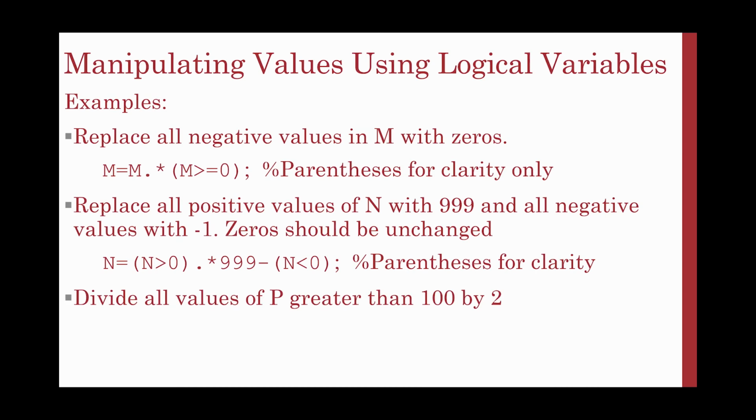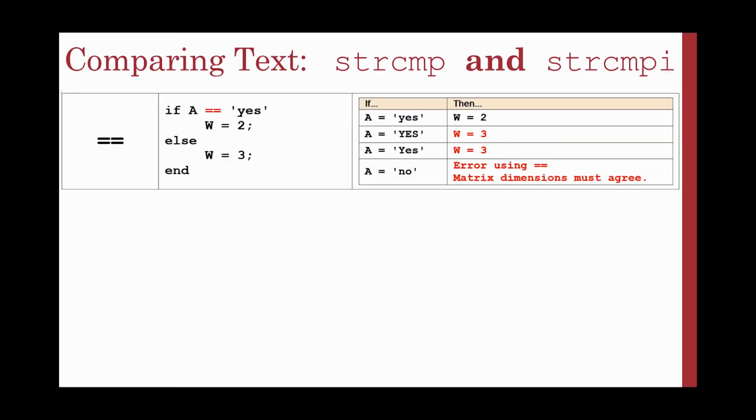Divide all values of p greater than 100 by 2. So I'm going to say p equals p times (p less than or equal to 100) plus (p greater than 100) times p divided by 2. So we can compare text. We have the strcmp and the strcmpi functions. So if a is equal to 'yes', I want w equals 2, else w is equal to 3, and this is going to be the topic of the latter half of the lecture.